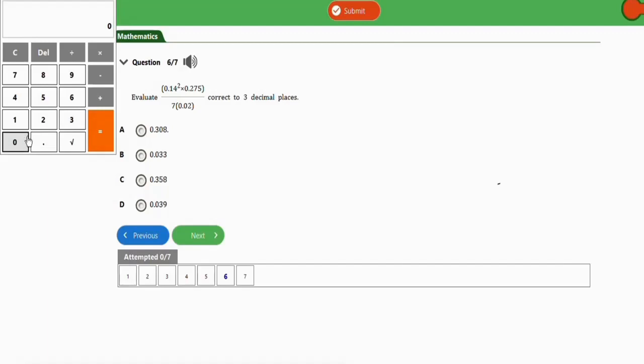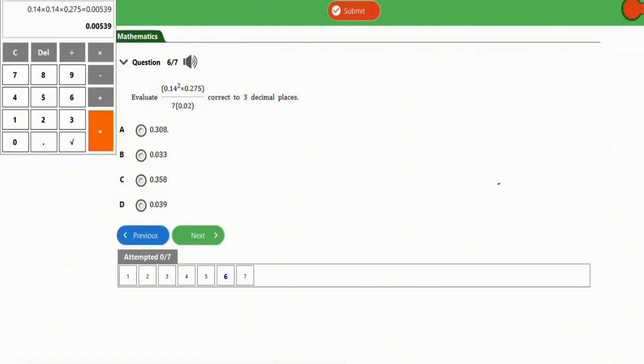So it will be 0.14. We have a square. That square means times another 0.14, times 0.275. That is what we have there. We press equal to see the output. We have it to be 0.00539. All right, so at this junction now, you can simplify this first.